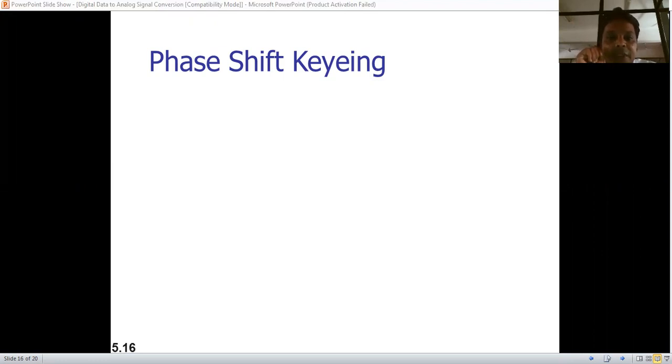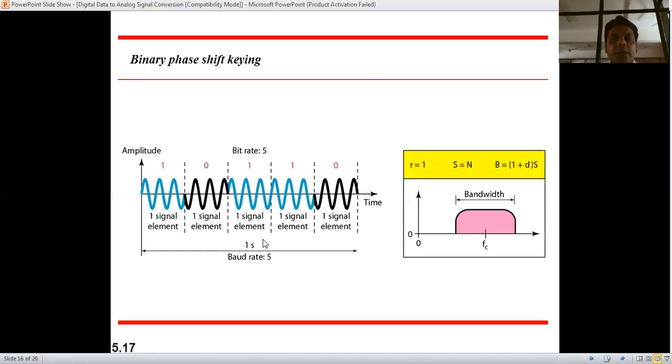So PSK, that is phase shift keying, is much more robust than amplitude shift keying, as it is not that vulnerable to noise. We know that if noise is present in the signal, the amplitude of that signal gets changed, and that is not the case in phase shift keying. Here in this figure, you can see the binary phase shift keying technique, where the phase of the signal gets changed.